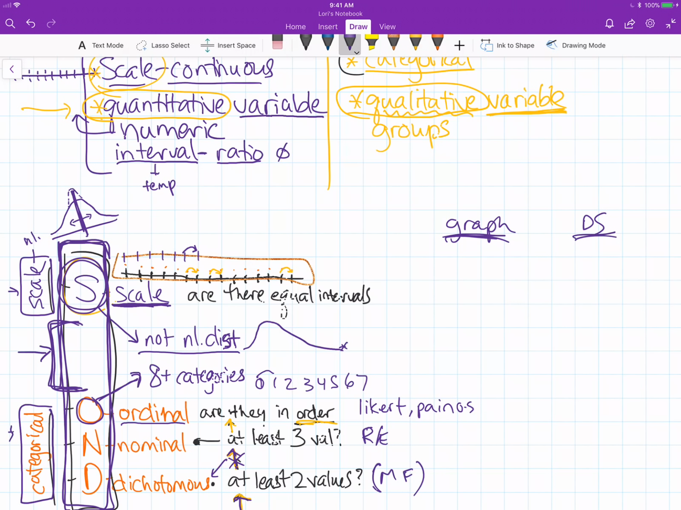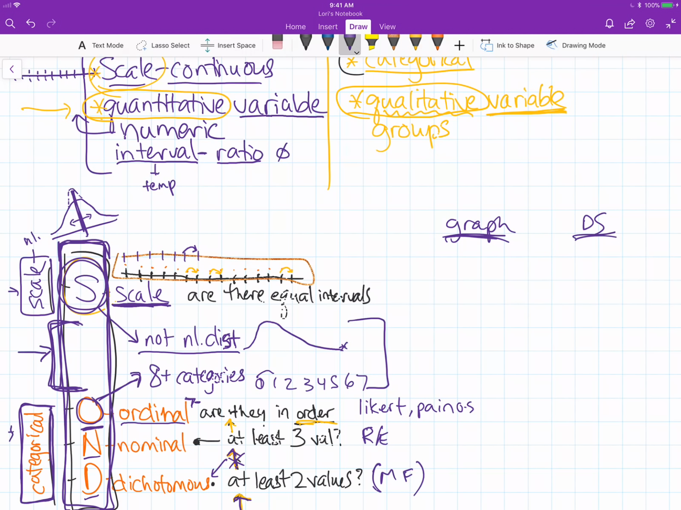And so these two situations end up having a special kind of graph and descriptive statistics that go with them, and we're going to cover that in the next lecture. So now that you know the different kinds of variables, we have these three main groups. We have categorical, which is dichotomous, nominal, and ordinal. And specifically, this kind of ordinal is seven or fewer. I'll put a seven minus. So it could be three, four, five, six, or seven ordinal, right?